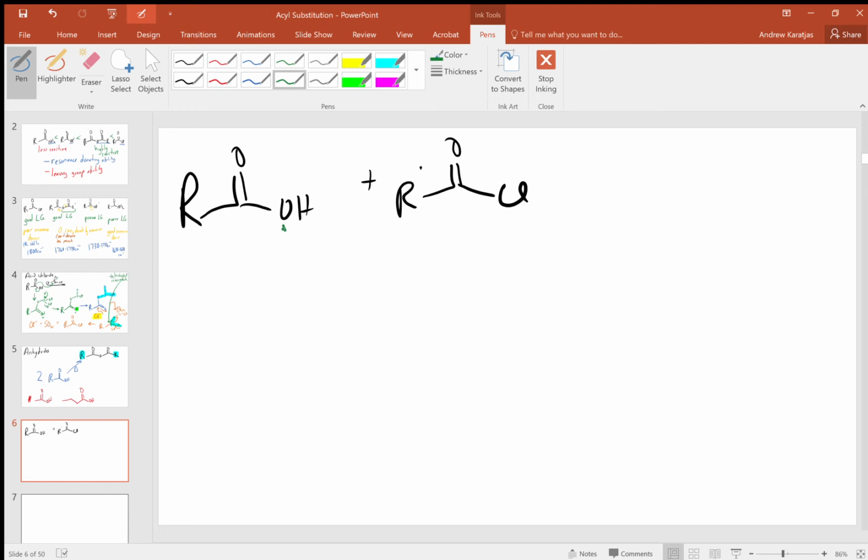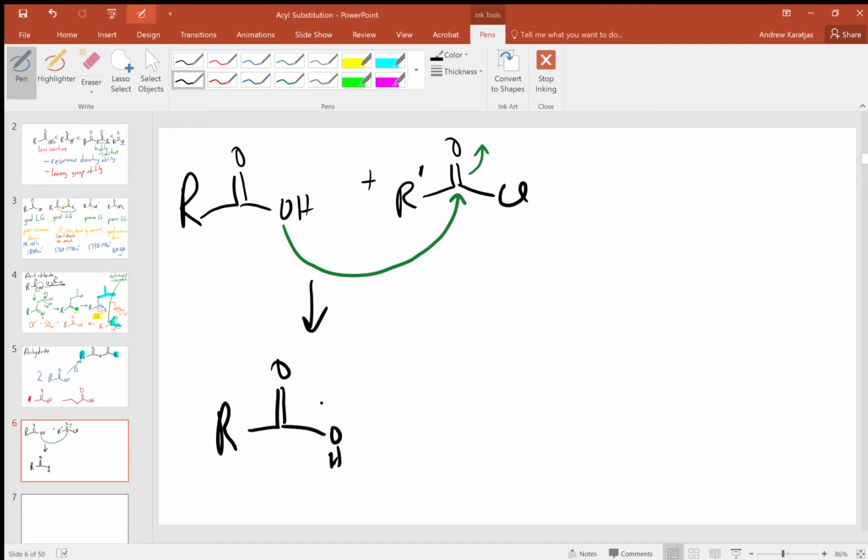And so the lone pair on the OH group will attack the carbonyl, and we shift the pi electrons up onto oxygen. And so you can see just immediately there's the first of our two steps of a general acyl substitution reaction. So that's going to form our tetrahedral intermediate. The second step is that the tetrahedral intermediate breaks down by reforming the carbonyl and kicking out the chlorine.